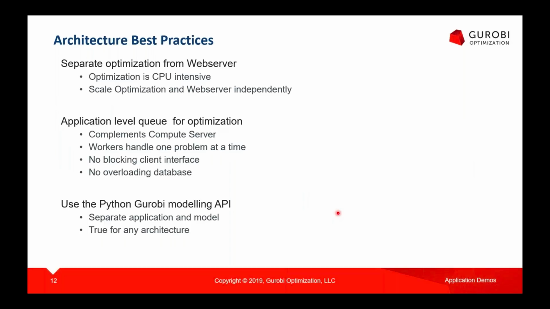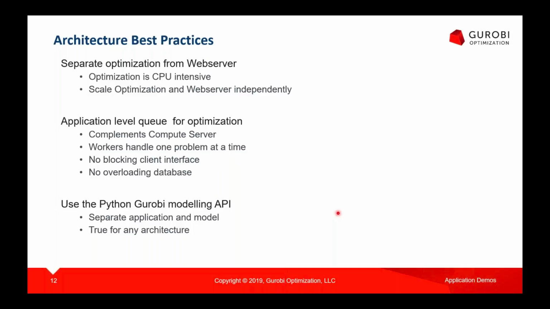So these are the things we think are the main takeaways from this. We'll show you how to do these things, but whether you use our architecture or not, the things that need attention when you're doing something like this are these three items. First, you need to separate the optimization from the web server.